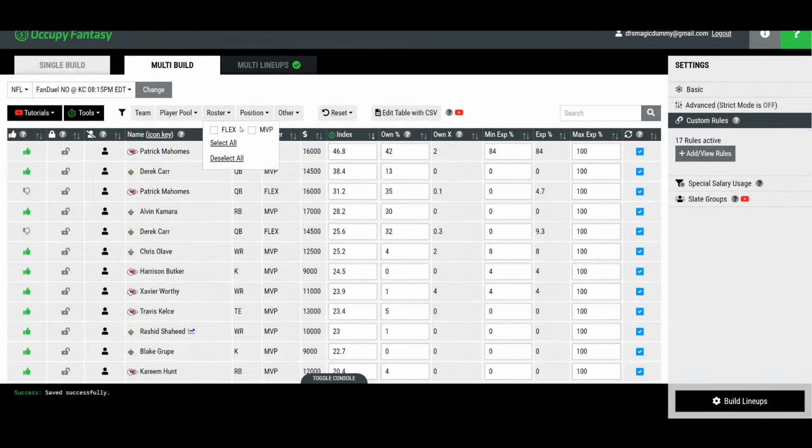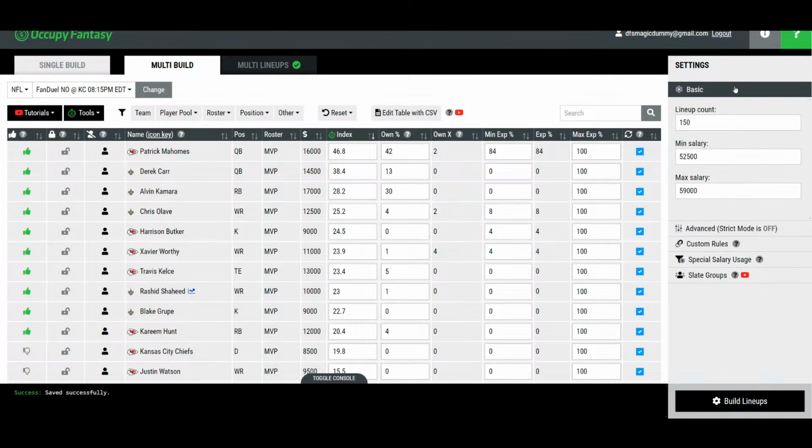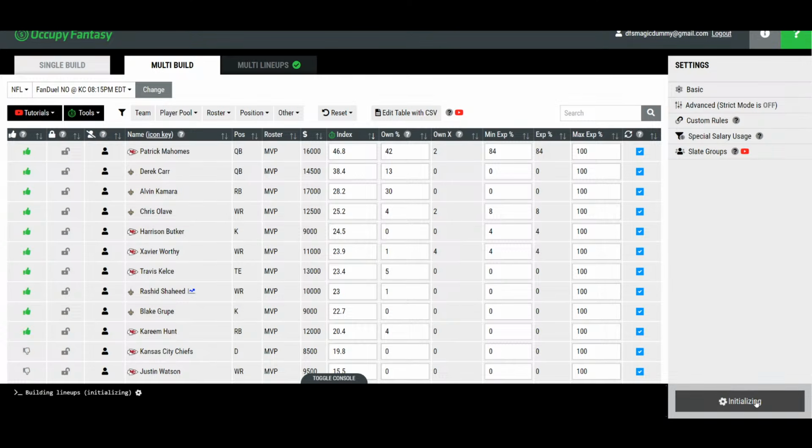All right, let's see. Let's filter out just MVP. And so what I did here, I thumbs up most of the top guys, right? The most realistic guys. So let's just run this really quickly. 150 lineups. This might take a minute, so we'll see. Because the next section, people ask all the time, how many MVPs or captains do I use when building 20 lineups or 150 lineups? How do I choose them? This section right here is going to show you how.